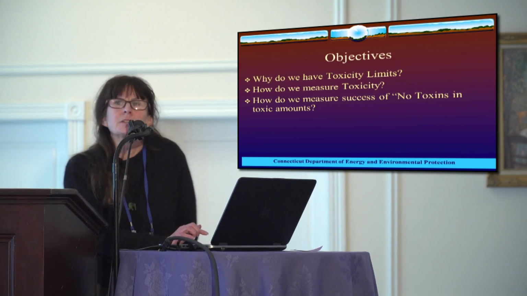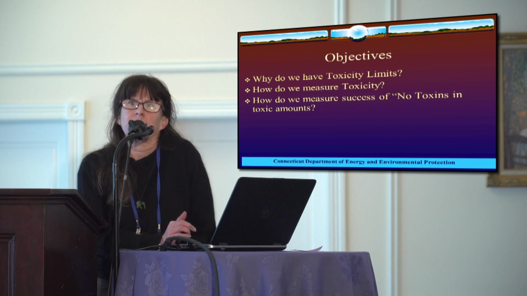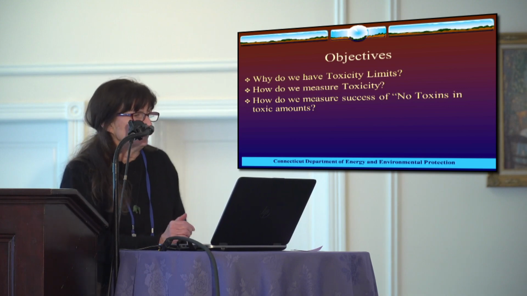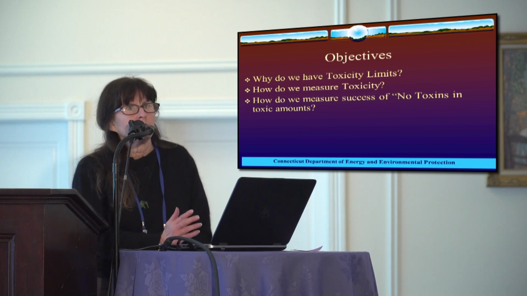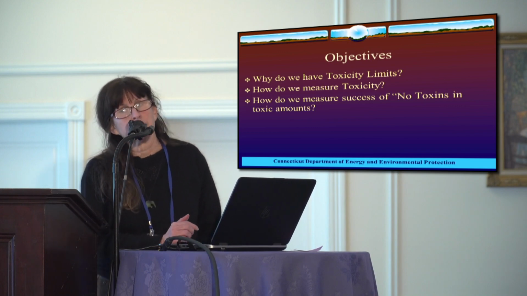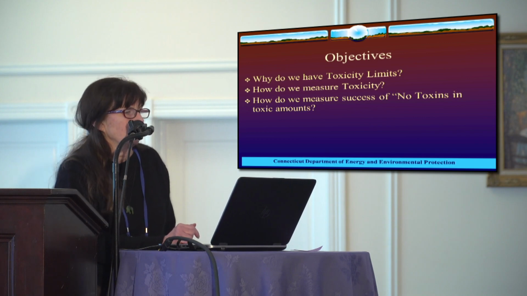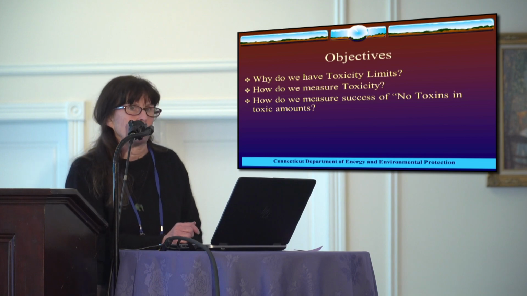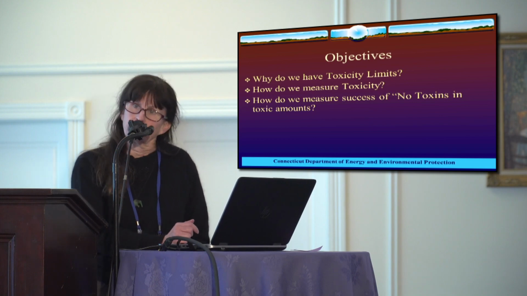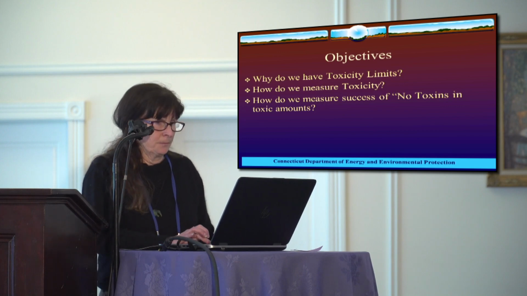All right, so the objectives: why do we have toxicity testing? You people that collect these samples and send them to the lab every quarter probably want to know, how do we measure the toxicity? And then how do we measure the success of no toxic and toxic amounts? Now, no toxic and toxic amounts is part of the Connecticut Water Quality Standards, and it's a narrative requirement, and it's also part of the Federal Clean Water Act, as in fishable and swimmable.